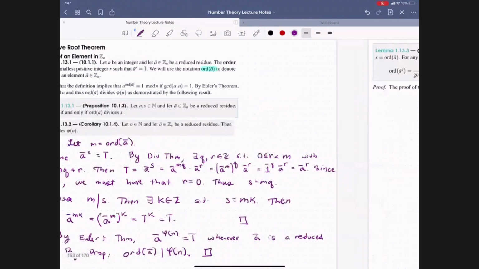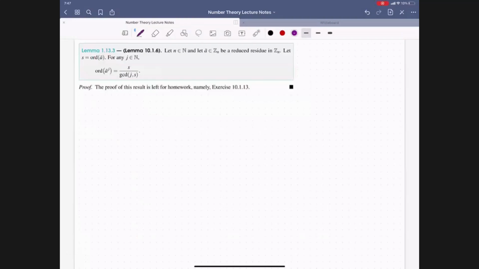For homework, you're going to be tasked with proving the following lemma, which states that given a natural number n and a congruence class a bar in the integers modulo n, if s is the order of a bar, then for every natural number j, the order of a bar to the j is s over the GCD of j comma s. This will be proven as part of the homework in chapter 10, specifically 1.13.